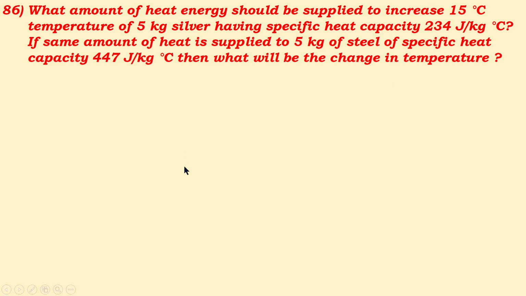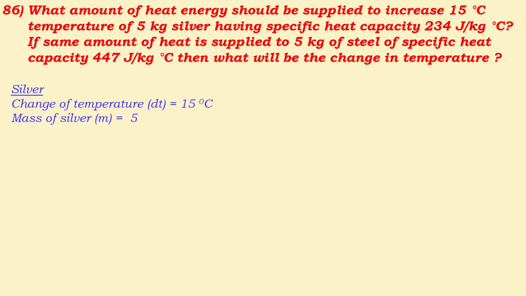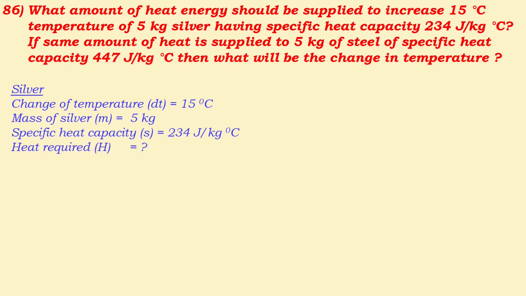One is the case of silver, so I am writing silver first. Change of temperature dt is given as 15 degrees Celsius. Mass of silver m is 5 kilogram and specific capacity S is 234 joule per kg degree Celsius. Heat required is question mark. Now we have H equal to m into S into dt, and m is 5 kg into 234 joule per kg degree Celsius into 15 degrees Celsius.